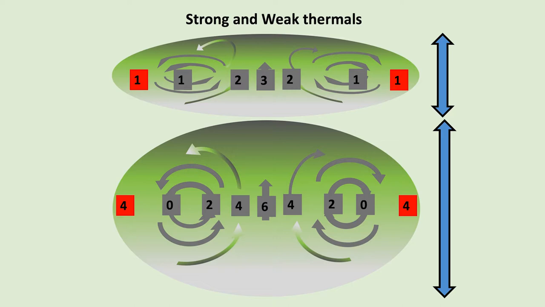Strong and weak thermals. Here we have 1 knot going down, so our vario will read 2 down. When we go into the center core, the vario will read 2 up. Hitting that stronger thermal, we'll have 5 down and we'll get 5 up in the middle.